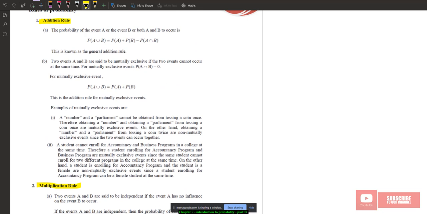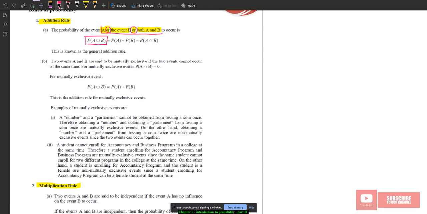The addition rule says that when we have the probability of event A or event B or both A and B to occur, if you look at the statement carefully, in mathematics, when the statement is "or" it means plus, and when the statement is "and" it means multiply. So the probability of event A or B or both A and B occurring is the probability of A union B.